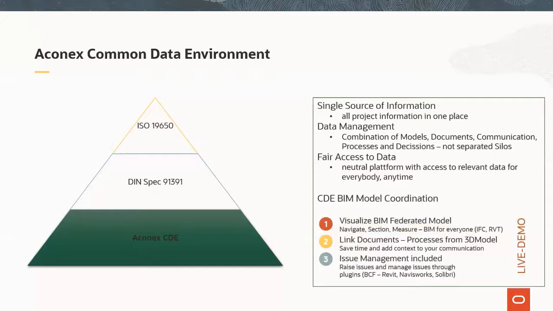Now, if we dive deeper and talk about the common data environment and the BIM functionality in Aconex, it's about BIM model coordination, which is mainly structured in three parts. First is the visualization of the BIM federated model. You will see later in the live demo that all partial models can be uploaded to Aconex, stored with their metadata, pushed through several revisions and transmitted to other organizations, and then opened within a viewer where you can navigate within a model, section and measure in a model.